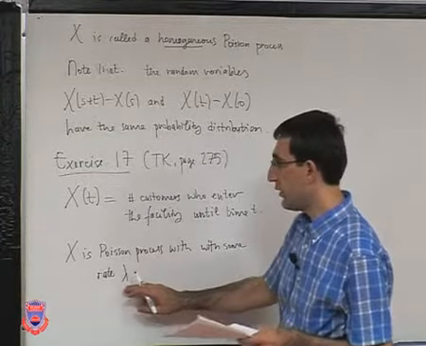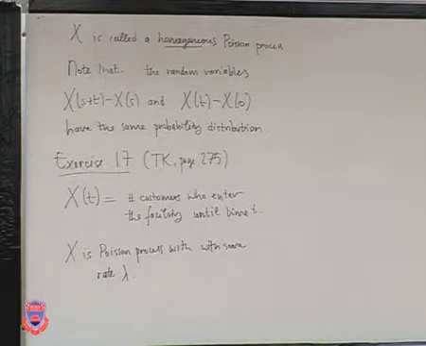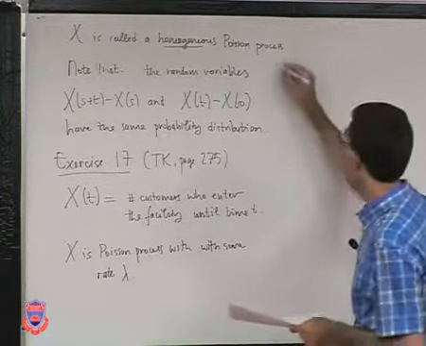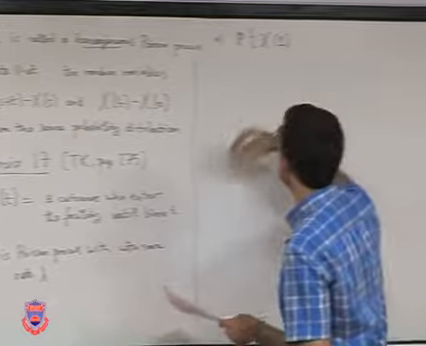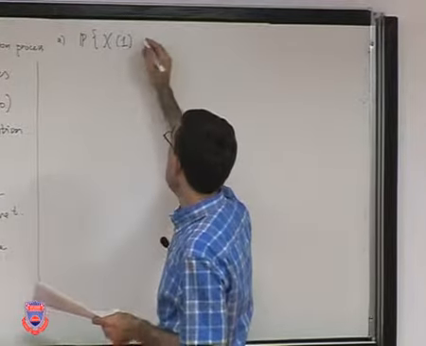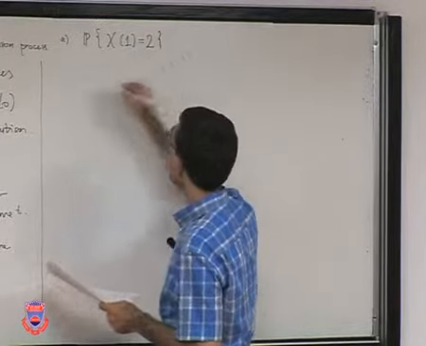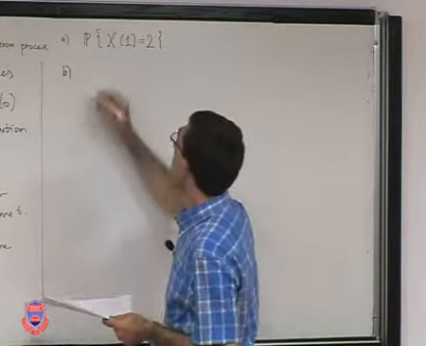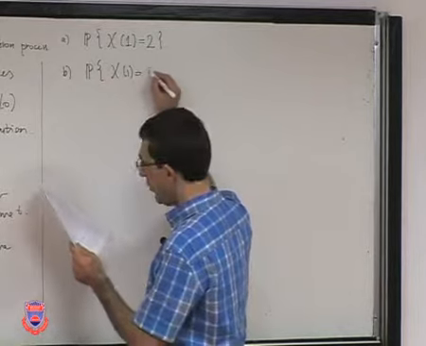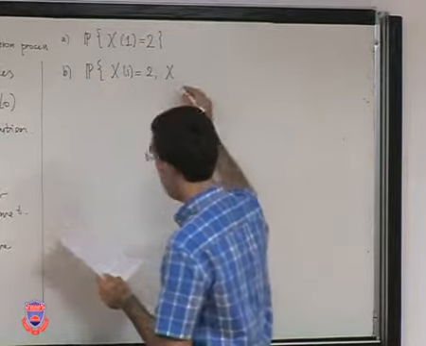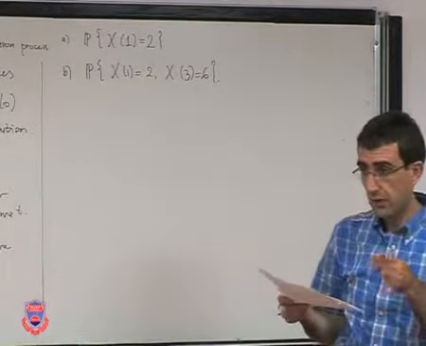Expected, and we know that this also corresponds to the expected number of customers who enter the system per unit time. In part A, we want to know the probability that, by time 1, exactly 2 customers enter the facility. In part B, we want to calculate the probability that until time 1, exactly 2 customers enter the facility, and till time 3, exactly 6 customers enter the facility.